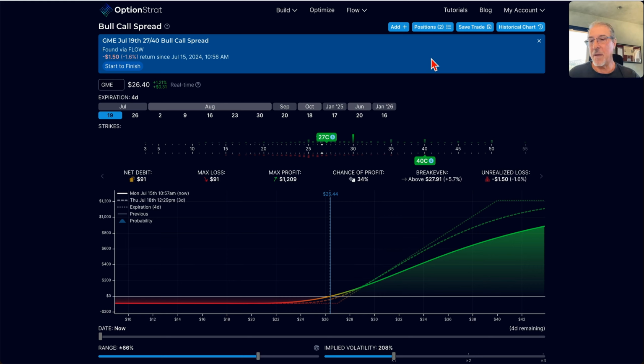But I figure it's kind of worth a shot here. It's a very low risk, high reward type of trade. But along with that comes a lower percent chance of profitability. So anyhow, we'll see how this pans out, and I'll be watching it, checking it out later in the week.